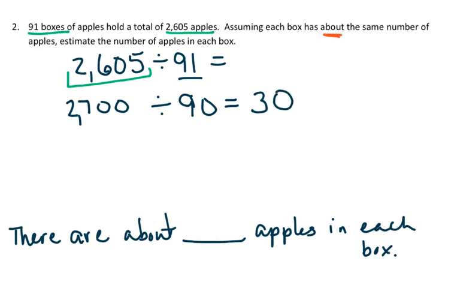It's just very tricky, and it's the kids knowing their basic facts that is really what's going to help them in situations like this. So there are about 30 apples in each box. Okay. Rounding the number to 2,700 also is going to give them a more accurate answer than if they rounded to 3,000. And this just divided nicely this way. So hopefully the students would be able to identify 2,605 to 2,700.